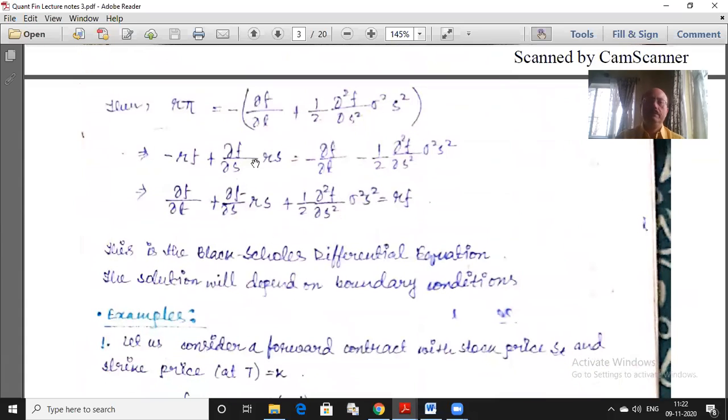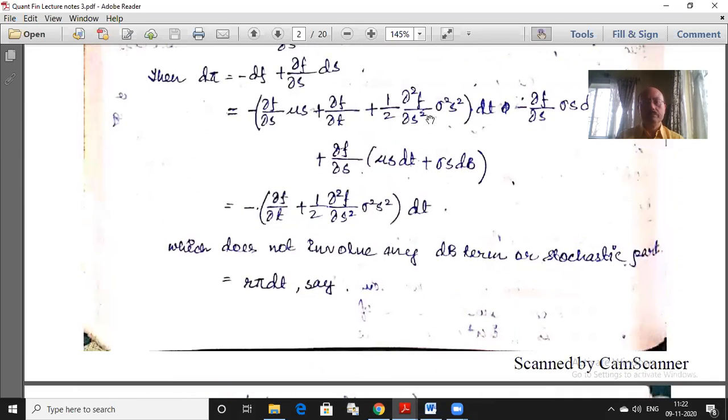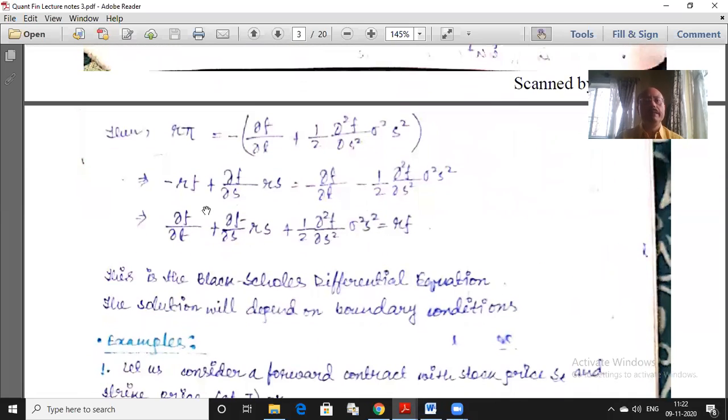So then I have this following equality that r pi must be equal to minus of this thing within the bracket. So this term equal to this term, the two coefficients of dt. And then I insert the expression for pi, because pi is actually two things, short on the derivative and del f del s times the stock. So I have minus rf plus del f del s rs, that is inserting pi, equal to this expression on this side. So I change sides, and finally I can write this particular differential equation.